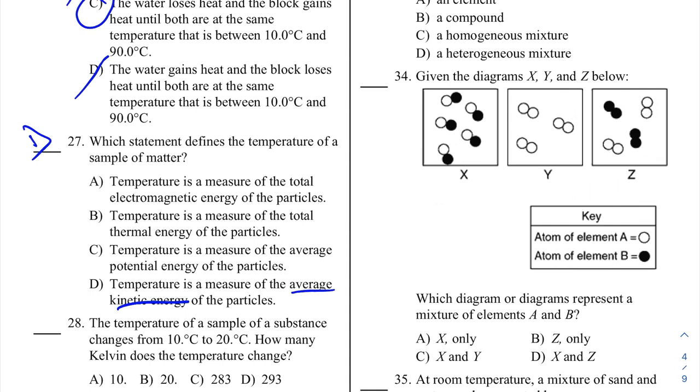Oops. Number 28. This is a classic one that people get wrong. Sorry, I'm just arranging myself here.